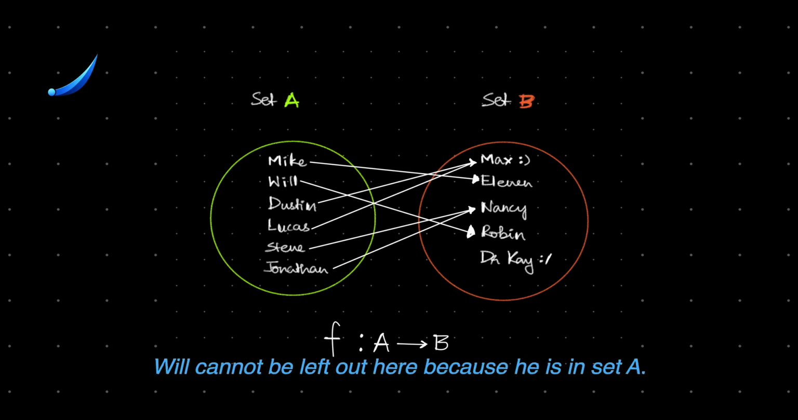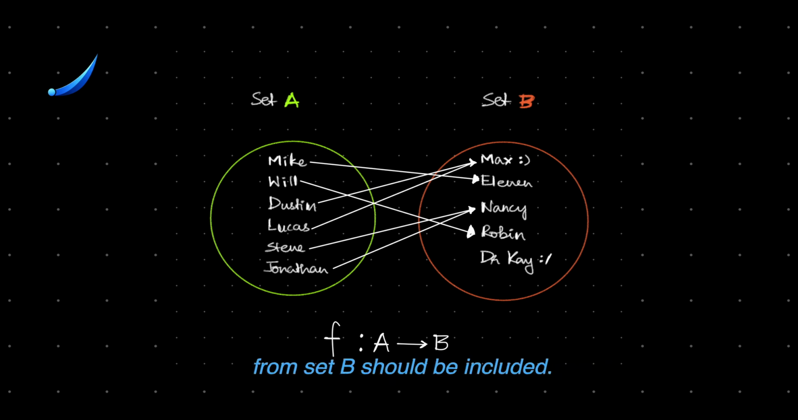In this example, we can see that all elements from set A are paired with elements in set B. Will cannot be left out here because he is in set A, but there is no condition that every element from set B should be included. Set B elements can be left out. Dr. K is left out and that's acceptable, that's totally fine.